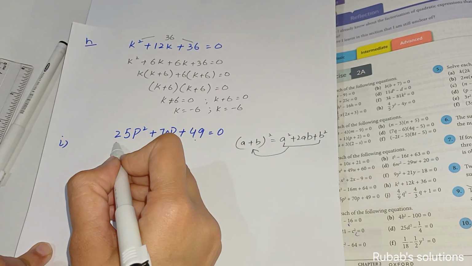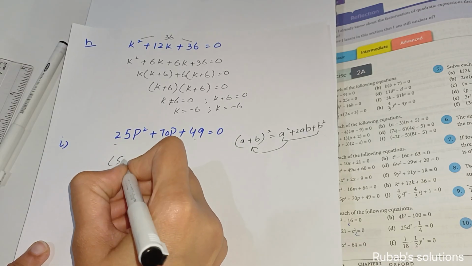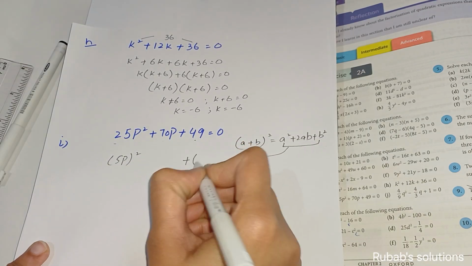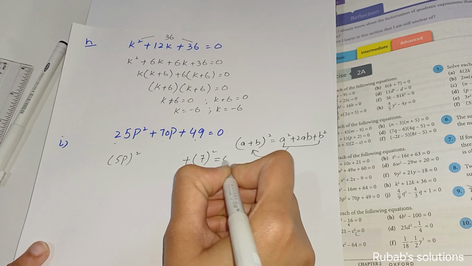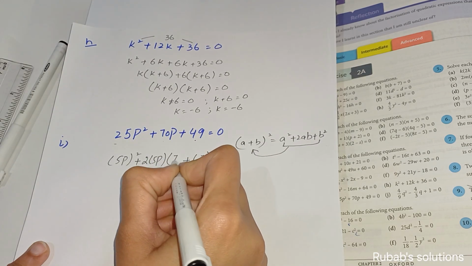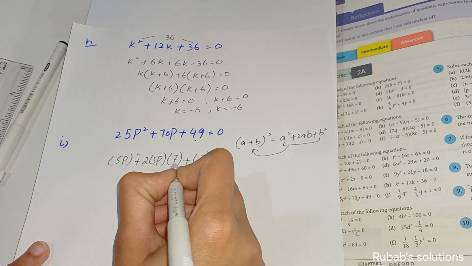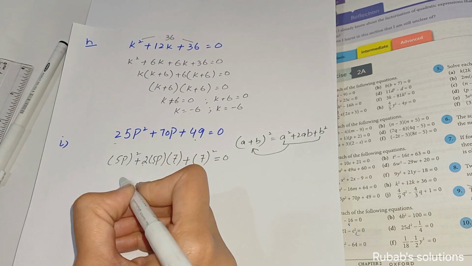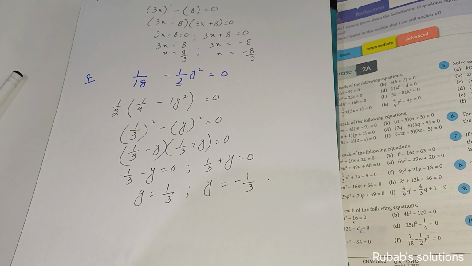So that means, can I write 25p square as 5p square and 49 as 7 square is equal to 0. Now in the center it is 2, a is 5p, b is 7. So I will check 2 5s are 10, 10 7s are 70. So that means yes, I can apply the formula. So you have to write a and b. From here a and b, 5p plus 7 whole square is equal to 0. So we can write 5p plus 7 is equal to 0, taking square root on both sides. So p is equal to minus 7 by 5.